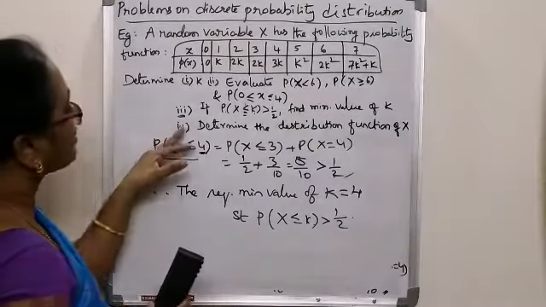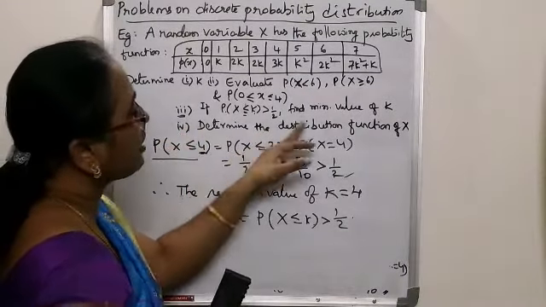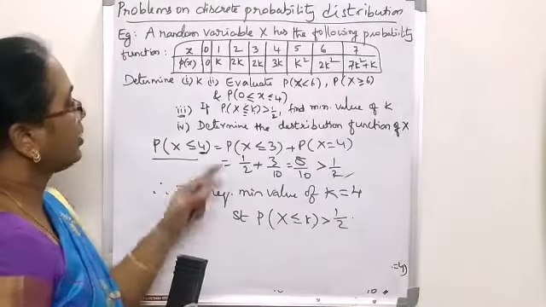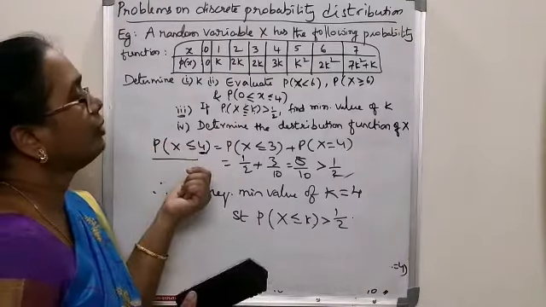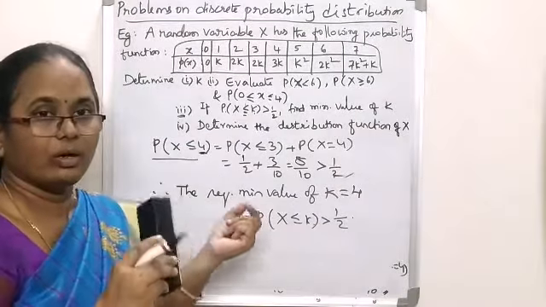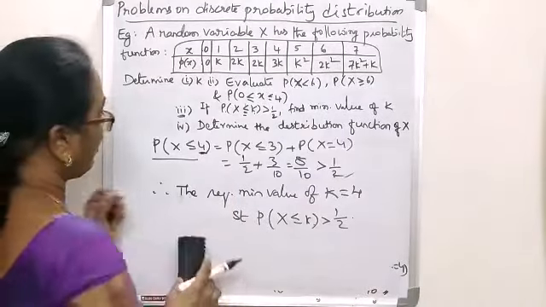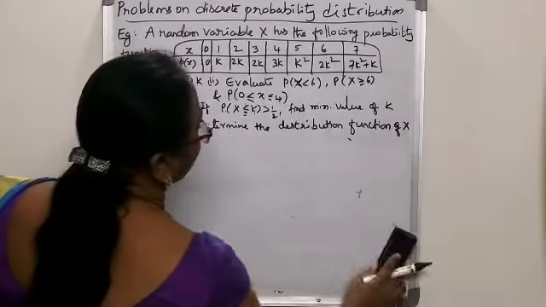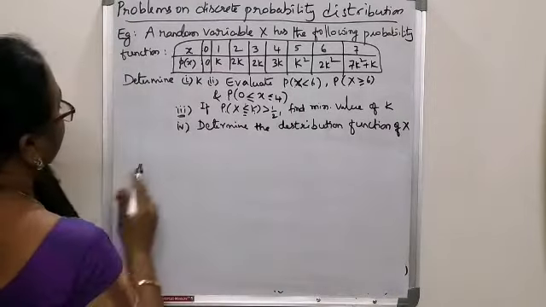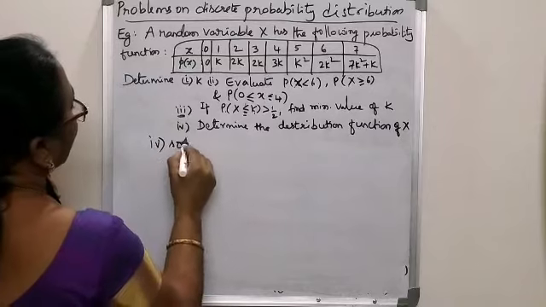Now, let us see what is the fourth bit: to determine the distribution function of x. So, in this fourth case, we need to distribute the total probability over all the random variable values. So, let us solve the fourth bit. The solution of the fourth bit.